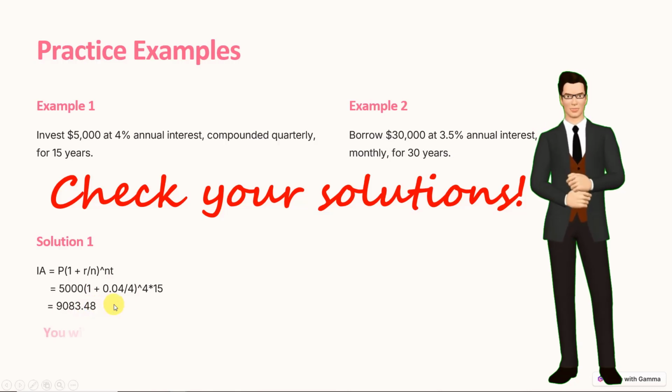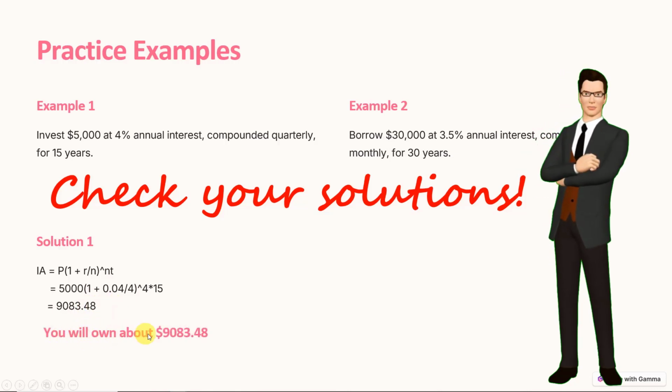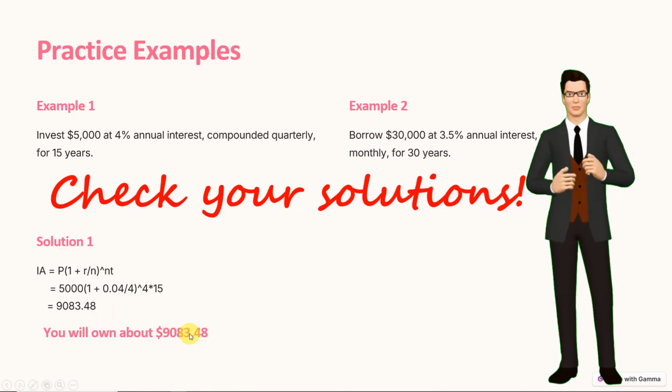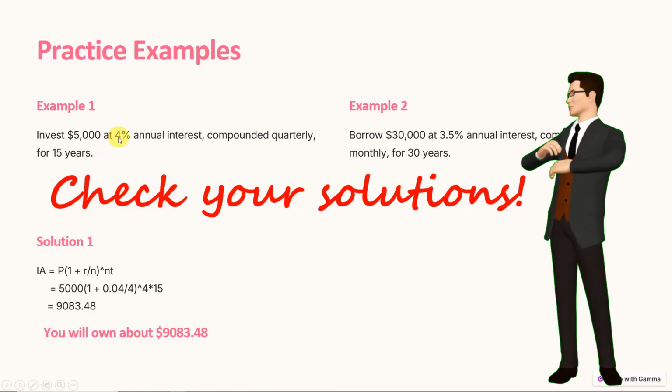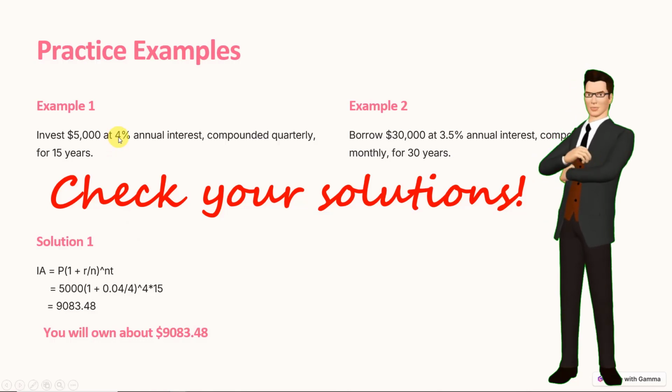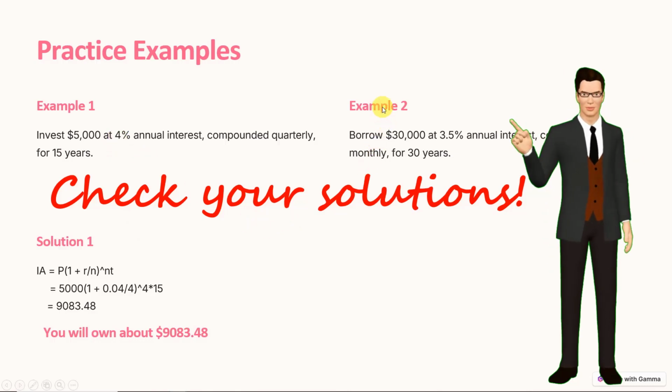And there you've got it. So you will own about 9,000. You've almost doubled your money. But 15 years is a very long time, and 4% interest is very low. Let's go and have a look at example number 2.